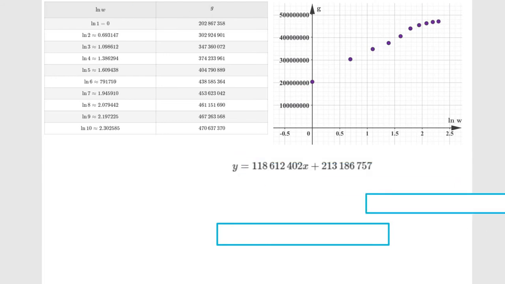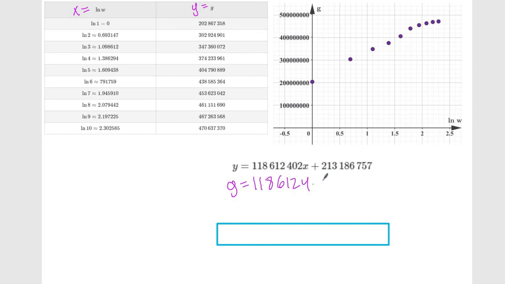So we plug that into our calculator, we get this wonderful equation. However, that's not the original one, because in the original one, x is the natural log of w, and our y came from our g. So if we replace those, we get, hold on, I'm getting there, natural log of w plus 2,131,867,57. Okay? So see how we're replacing our y and our x?